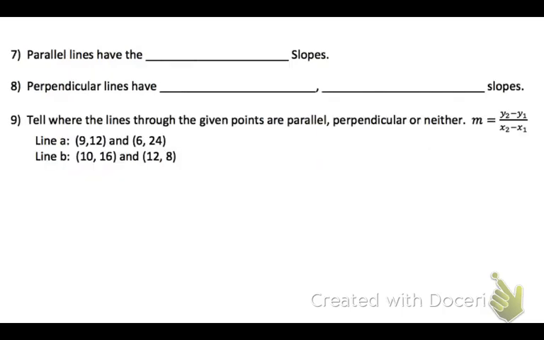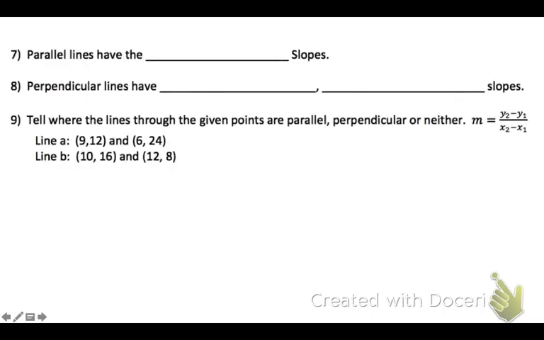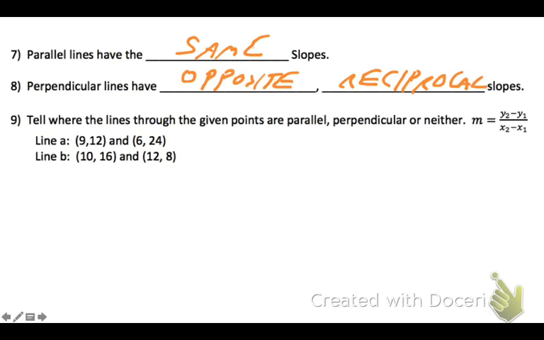Question 7. Parallel lines have the same slope and perpendicular lines have opposite reciprocal slope. Number 9. Tell whether the lines through the given points are parallel, perpendicular, or neither. So for line A, we're going to find the slope. And for line B, we're going to find the slope there as well.